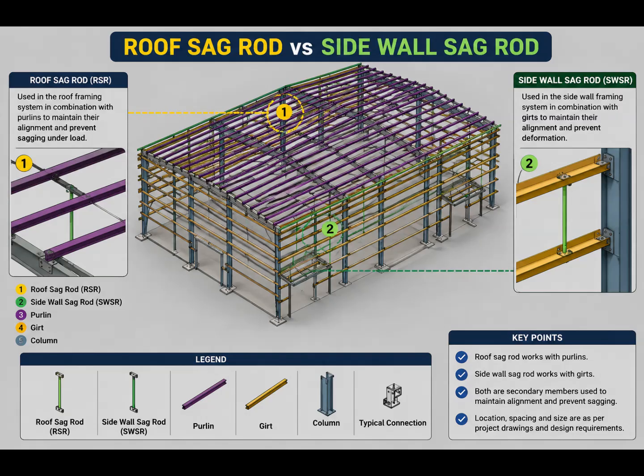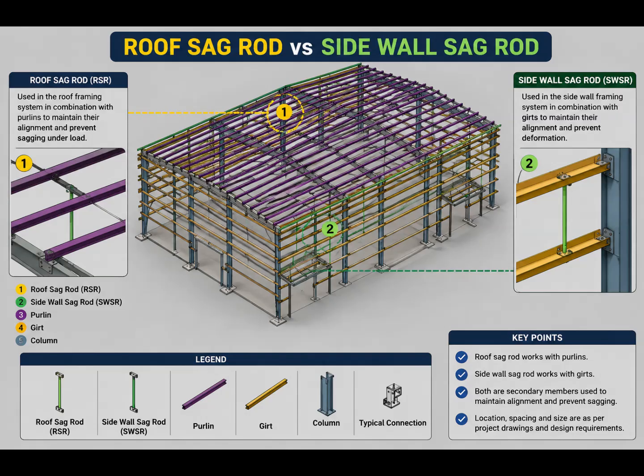Fourth, drawing identification. The roof sag rod should be identified from the roof framing drawings. The side wall sag rod should be identified from the relevant wall framing drawings. And finally, the 3D model provides the spatial confirmation. This last point is extremely important.